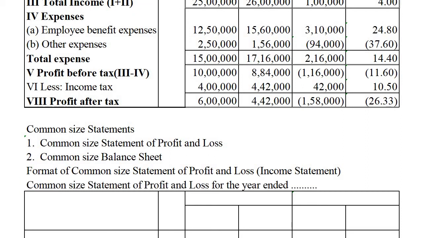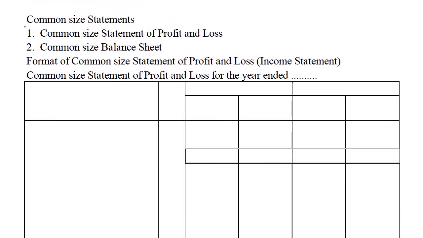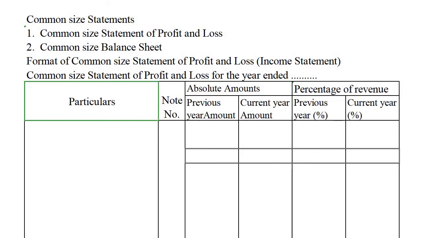Common size profit and loss account for the year ended, the particular year will be mentioned. The headings will be like this: particulars, note number, absolute amount for previous year and current year, that means actual amounts. Then percentage change, percentage of revenue, that means percentage will be taken here.